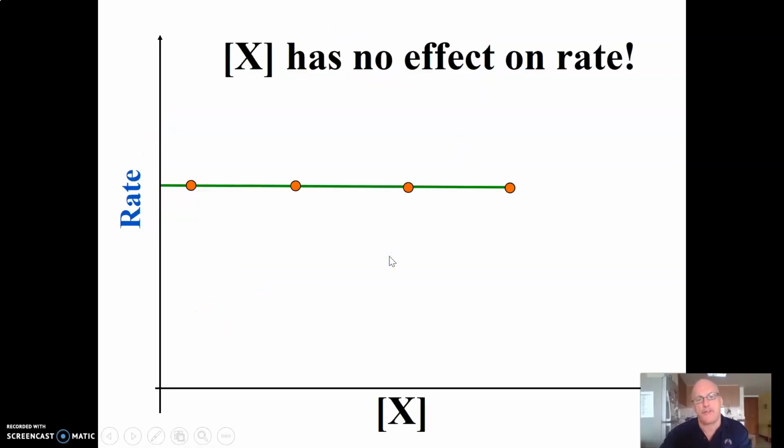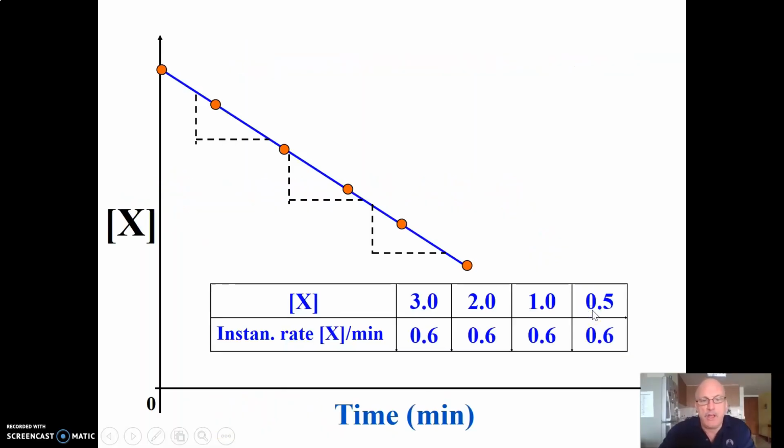So now I can draw this graph. As the initial concentration of X increases, the rate does not increase. Okay? Now I can change the axes here, and I can have time against X. And you can see that as X falls, the rate of its own consumption does not change. I have a constant gradient. I don't have a curve like I had with reactant A.